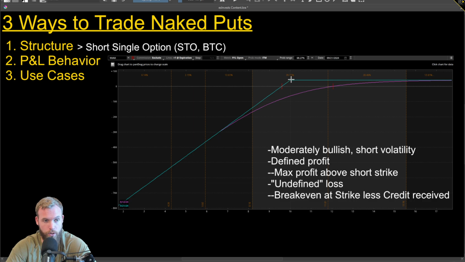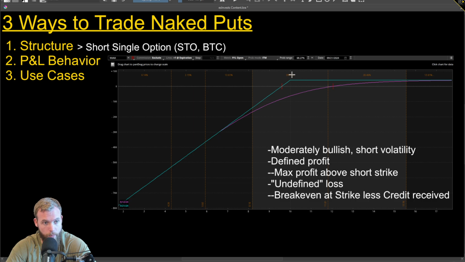So one thing you'll notice is there's two lines, blue and purple. That blue line simply represents at expiration. And then this purple line represents today. Why are they different? Because of time. As time passes, this purple line will approximate to that blue line. So that's why there's a difference here.